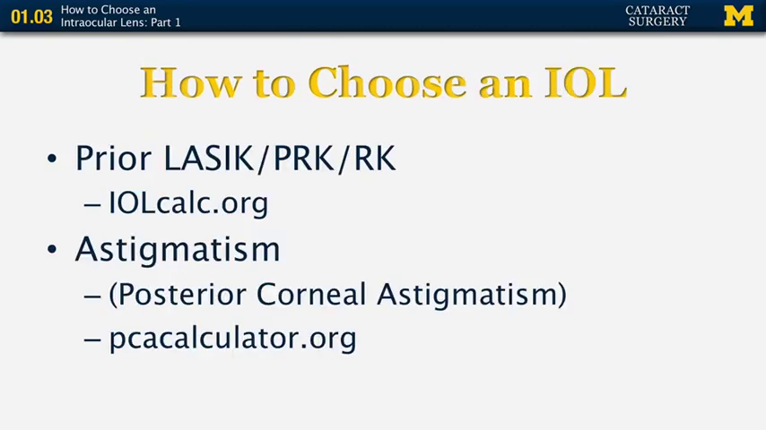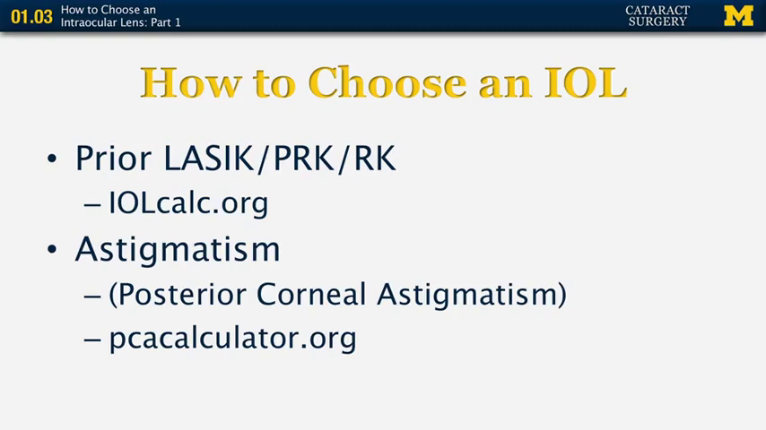And lastly, this is not a summary, but if you've had an eye that's had prior LASIK or PRK or RK, you can go online to iolcalc.org. That's the website that's run by ASCRS, and on that website it gives good information as to how to adjust things to get a better result than you would have with the normal formula.